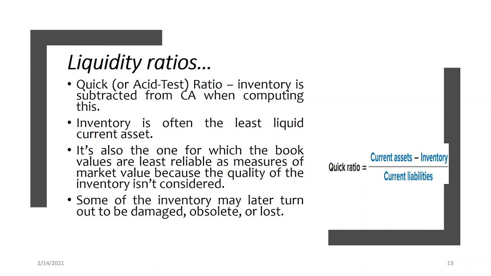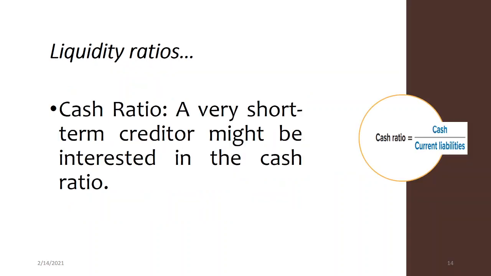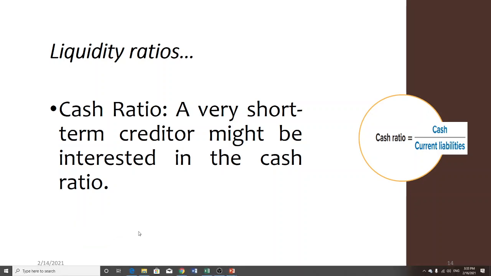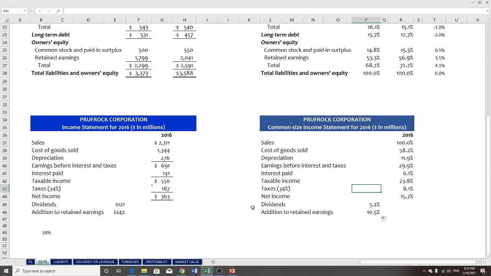The last one is what we call the cash ratio. A very short-term creditor might be interested in the cash ratio. For this, we divide cash by current liabilities. So let's go to our Excel to see how these things are computed.